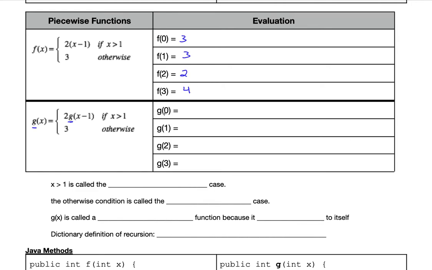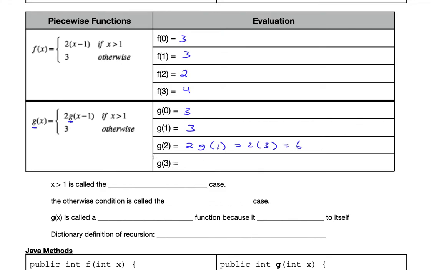It says that we're going to do g of 0. So if our input is 0, it's not bigger than 1, so we do the otherwise, which is 3. For g of 1, 1 is not bigger than 1, so we do the otherwise, which is 3. Where interesting things start to happen is when we do g of 2, because 2 is bigger than 1, so we're going to do 2 times g of 2 minus 1, or 1. Now, here's where it's helpful that we did this initial stuff. We know what g of 1 is, it's 3. So this is really just 2 times 3, which is 6.